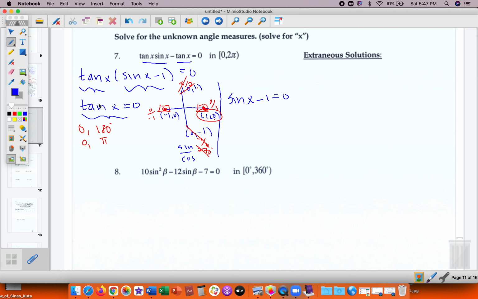Then when we look at sine x minus 1, if we add 1 to both sides, we ask ourselves as we spin around, where is sine 1? So we have (1, 0), (0, 1), (negative 1, 0), (0, negative 1). Sine is 1 at pi over 2, or 90 degrees.